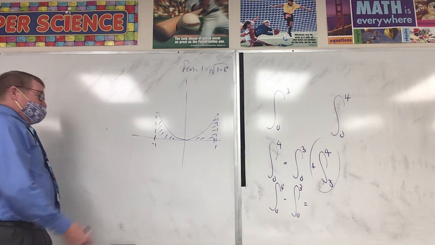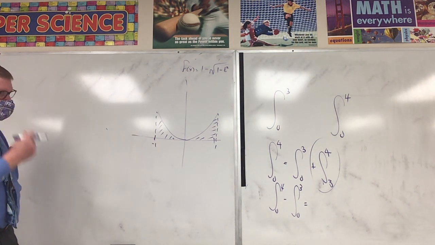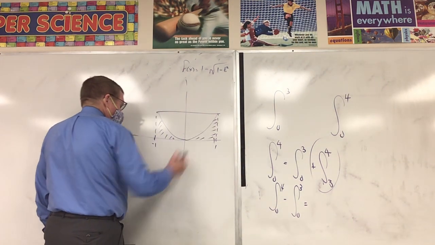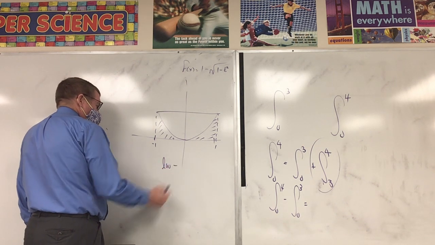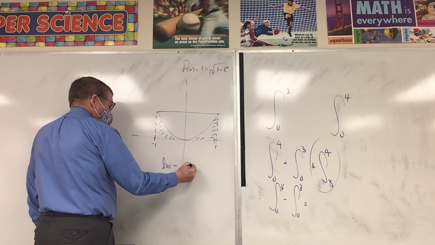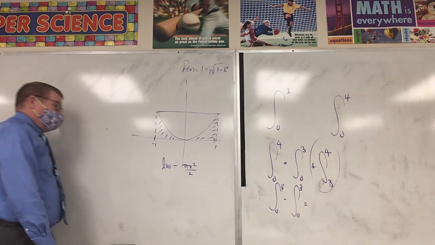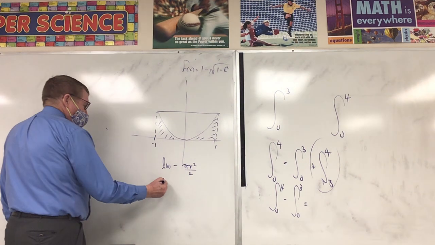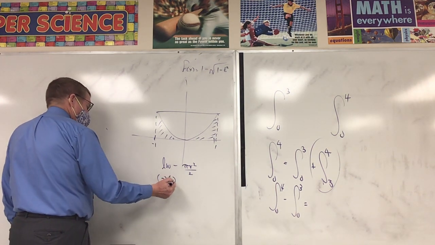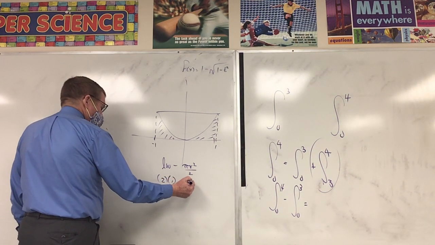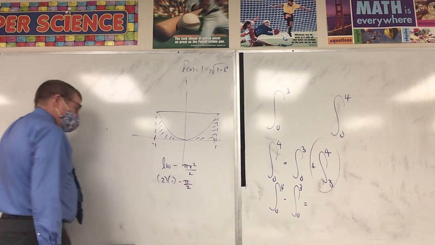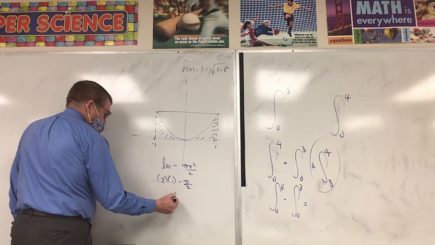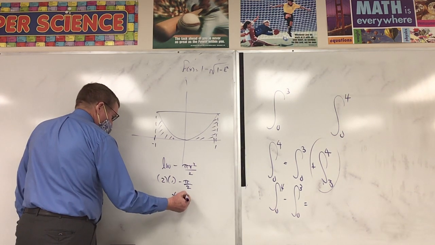Okay? So how can I find the area of the shaded region? Area of the rectangle minus the area of the semicircle. Right? That's length times width minus pi r squared over 2. What's my length? 2. What's my width? What's my radius? So I get 2 minus pi over 2, which is 4 minus pi over 2.